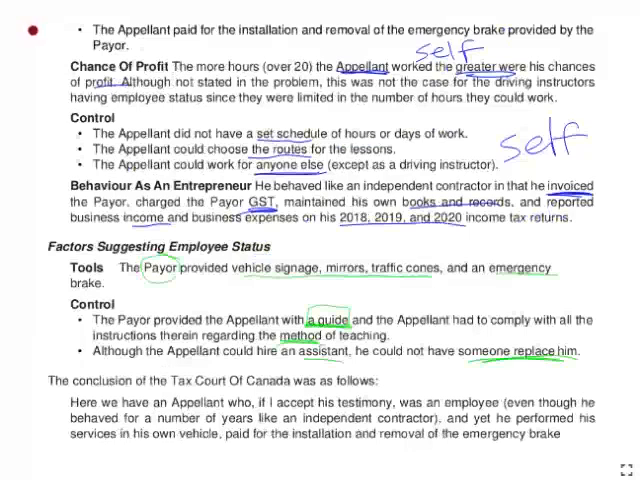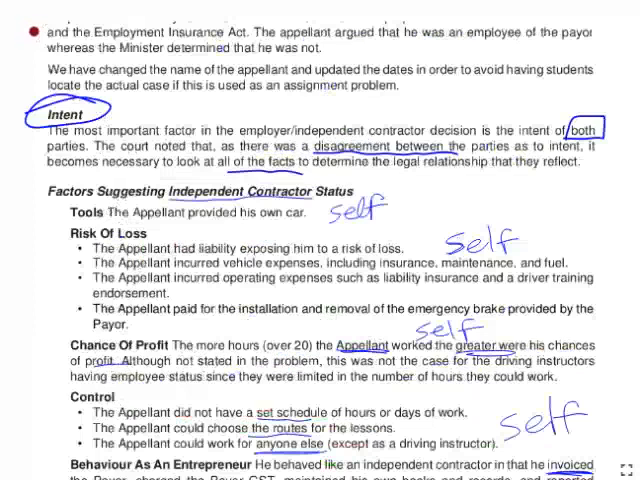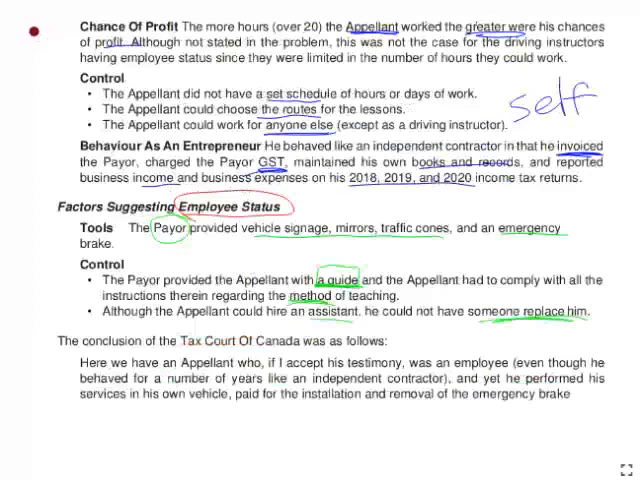So that's it. You'll notice here, we have a very short list of things that were pointing at employee status. There wasn't much. They provided a little bit of stuff, and a guide as to how to do it. Really kind of minor in the big scheme of things. There's a wealth of evidence here leaning towards self-employment.